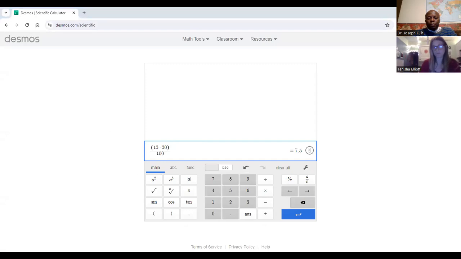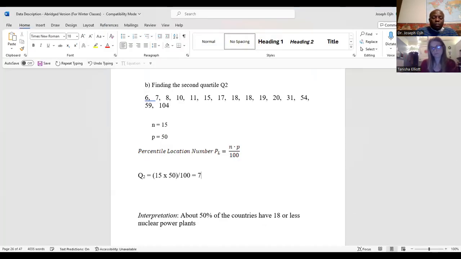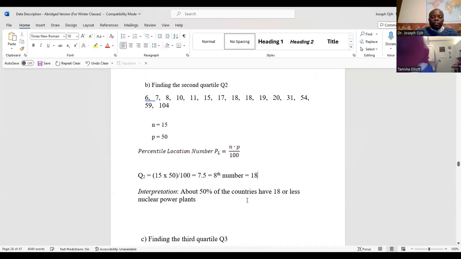7.5, which is the 8th number. So that means we count 1, 2, 3, 4, 5, 6, 7, 8. That's 18. So what does this mean? Our second quartile is 18, which means that about 50% of the countries have 18 or less nuclear power plants. Any question before I do the Q3?